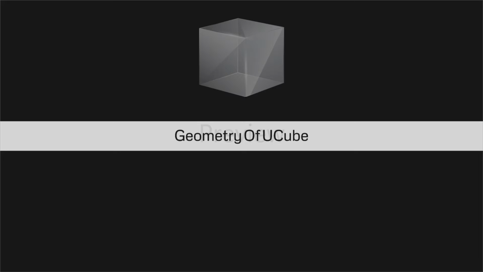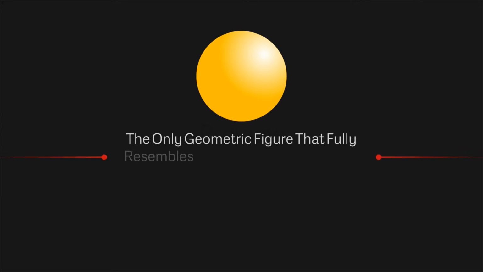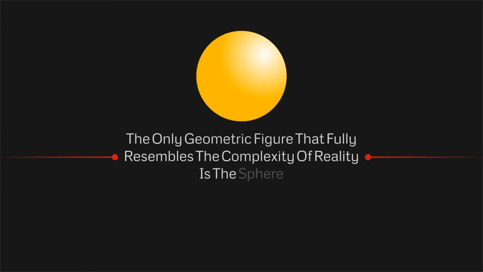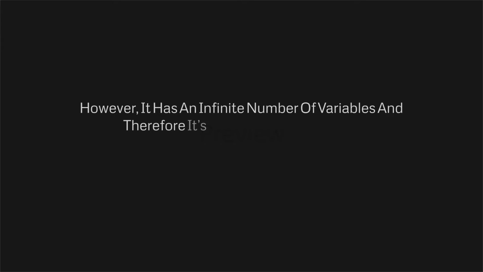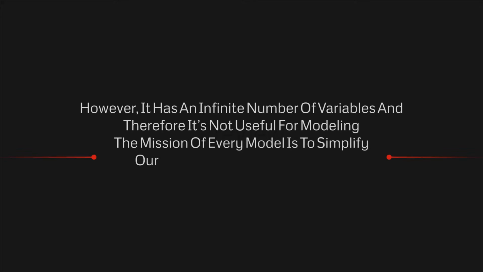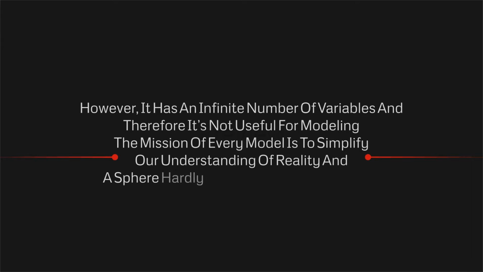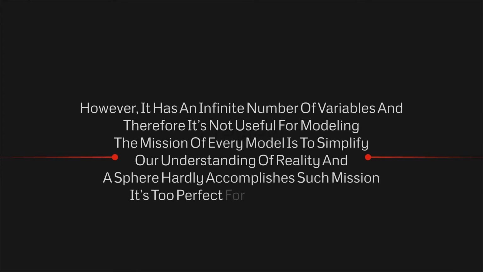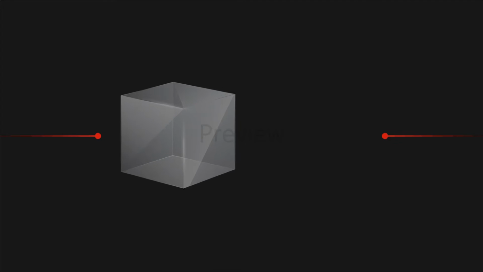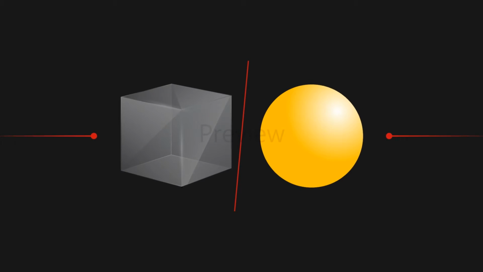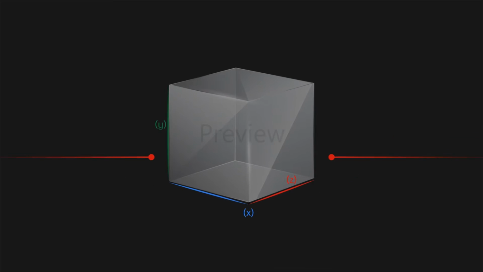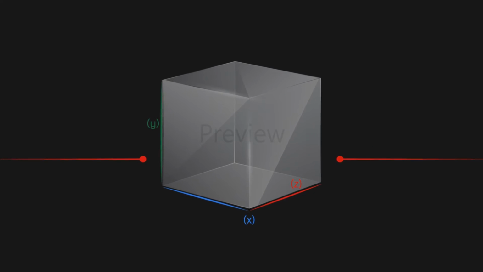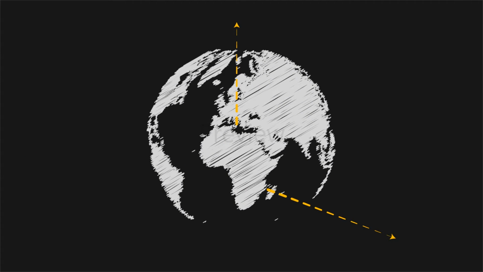Geometry of uCube. The only geometric figure that fully resembles the complexity of reality is the sphere. However, it has an infinite number of variables, and therefore it's not useful for modeling. The mission of every model is to simplify our understanding of reality, and a sphere hardly accomplishes such a mission. It's too perfect for modeling reality. We chose the cube, knowing its limitations vis-a-vis the sphere, but we should be well aware that the cube is a tridimensional figure that fits into our tridimensional world and still has some perfection of its own.